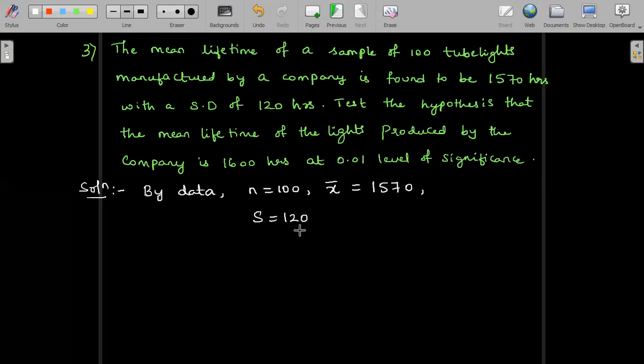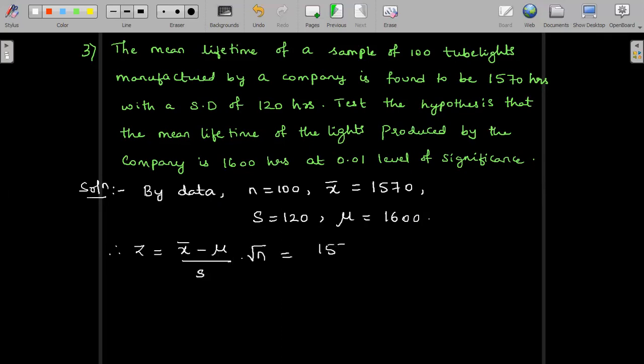So S is 120, and it is to be assumed that the mean mu of the hypothesis, mean of the population, should be 1600. Making this assumption that mu equal to 1600, we need to check whether this hypothesis is accepted or rejected at 1% level of significance. So therefore Z is equal to x bar minus mu, the whole divided by S into square root of n. It is 1570 minus 1600, the whole divided by 120 multiplied by square root of 100.